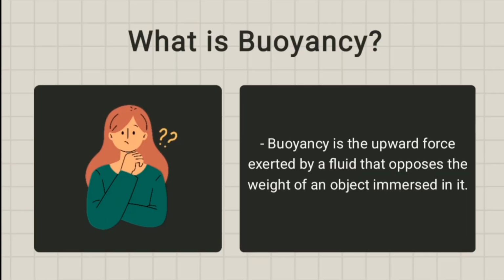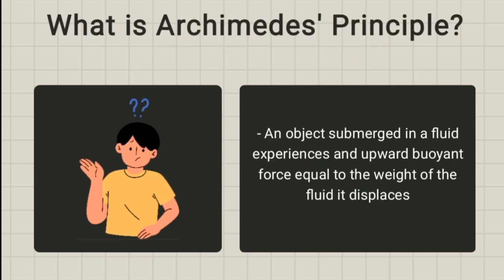So, what is buoyancy? Buoyancy is the upward force exerted by a fluid that opposes the weight of an object immersed in it. For example, when we swim, the water pushes us upward. That's buoyancy in action. Now, let's talk about Archimedes' principle.